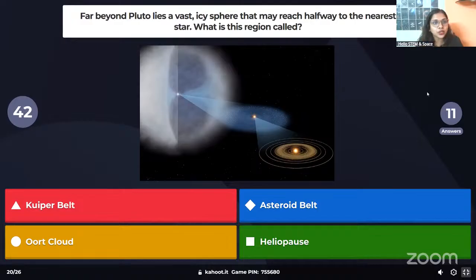Okay, I'll give you a clue. It is the birthplace of some comets. Mostly comets come from this region. So we can say it is at the edge of the solar system. So what exactly do we call this region? Is it the Kuiper belt? Is it the asteroid belt? Is it the Oort cloud, or is it the heliopause? Let's see.